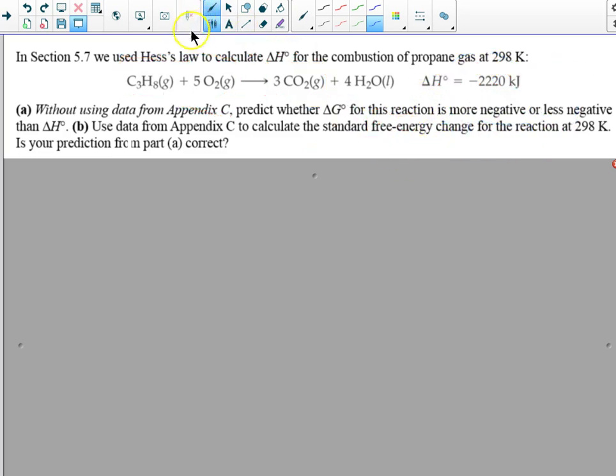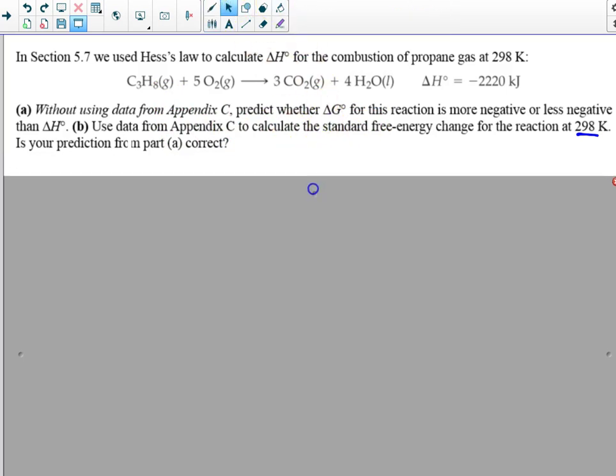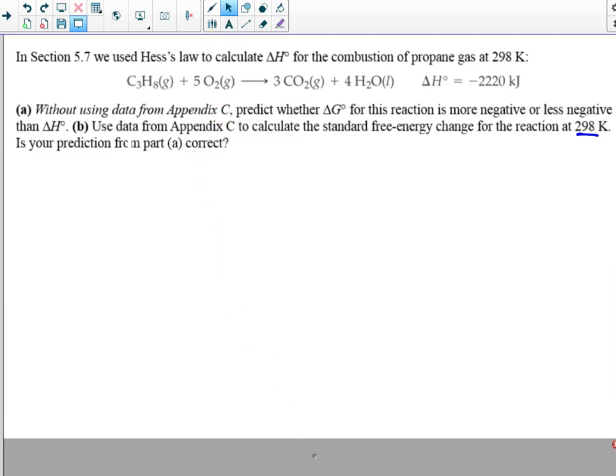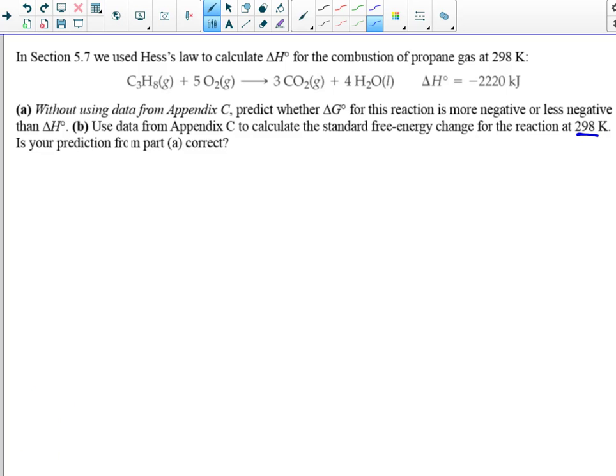Then it says, use data from Appendix C to calculate the standard free energy change for the reaction at 298. Is your prediction correct? Let's see if these numbers exist without the actual answer being shown. Spoiler alert, there's nothing here. Okay, Appendix C is in your textbook. If it's on a test, it will give you this data because you don't get to use your book. It gives you delta H, delta G, delta S naught values at 25 degrees Celsius, or 298.